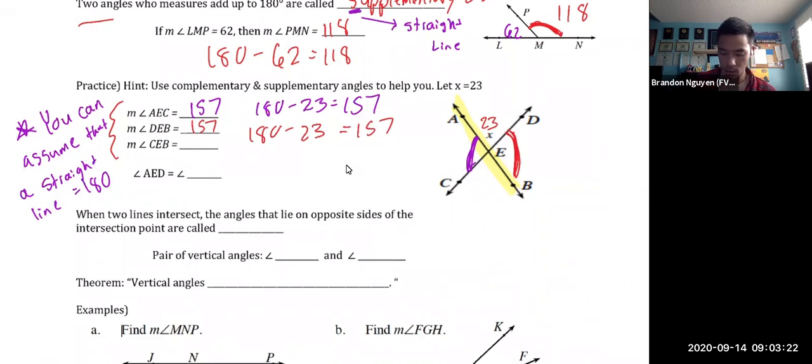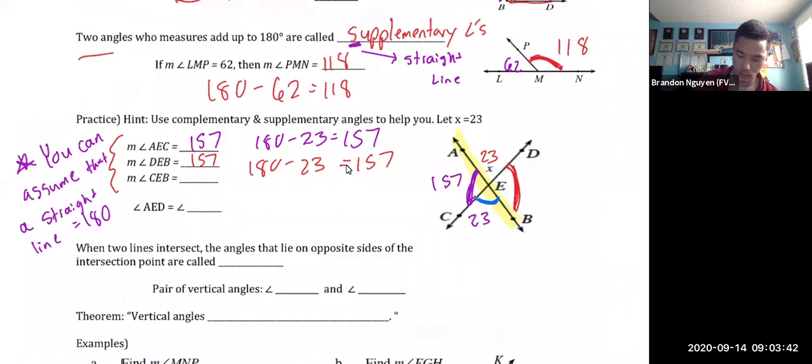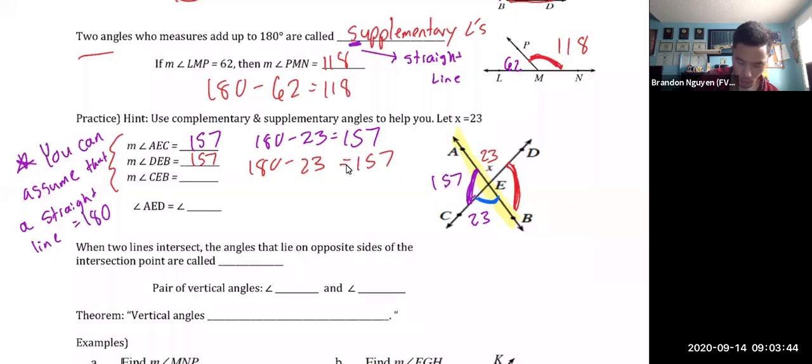Angle CEB, this angle here. Well, if you already knew this was 157, right? This is 157, angle AEC. So now over here has to be 23 as well. I'll make it blue. All right, that's 180 minus 157.